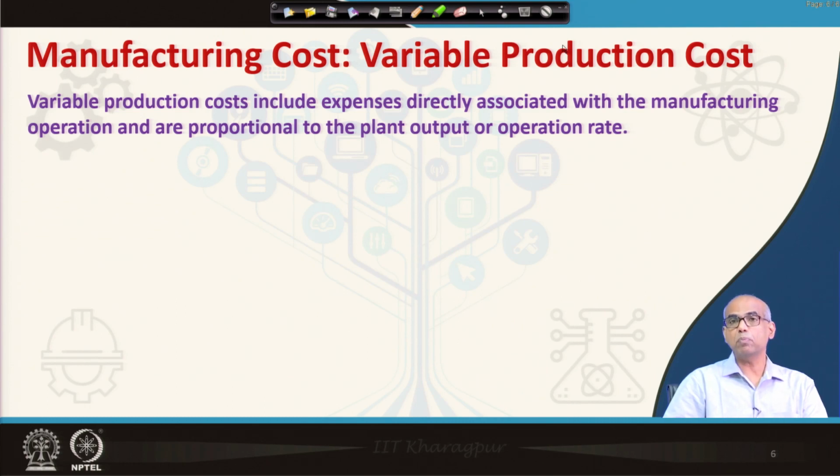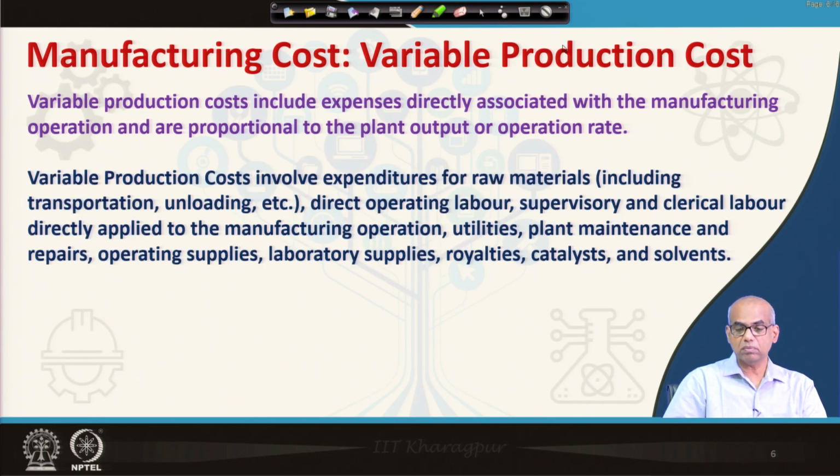We start with variable production cost. Variable production cost include expenses directly associated with the manufacturing operation and are proportional to the plant output or operation rate. So, in a very short sentence, variable production cost depends on the production rate of the plant, and they will include expenses which are directly associated with the manufacturing operation.